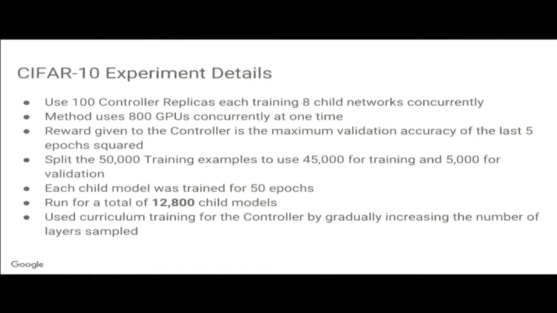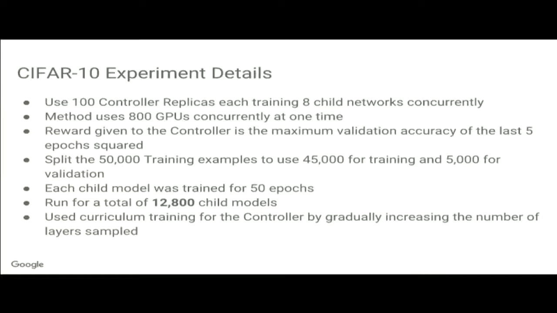Some more details. We use 100 controller replicas, and for each replica we train 8 child networks. So in total we use 800 child models, and each model corresponds to 1 GPU. The reward given to the controller is the maximum validation accuracy of the last 5 epochs, squared, because it's trying to encourage some sort of stability. CIFAR has 50,000 training examples, and we split it so that we have 45,000 for training and 5,000 for validation. The reward is computed on these 5,000 examples.